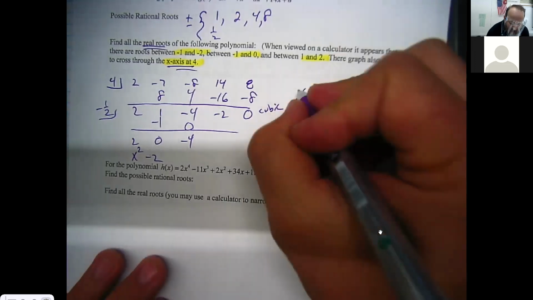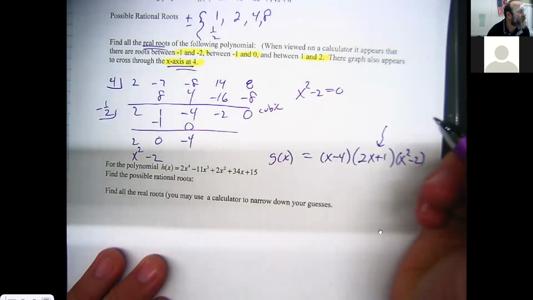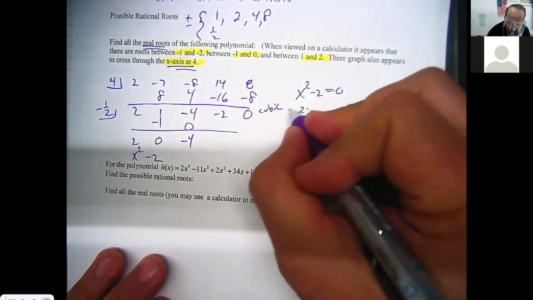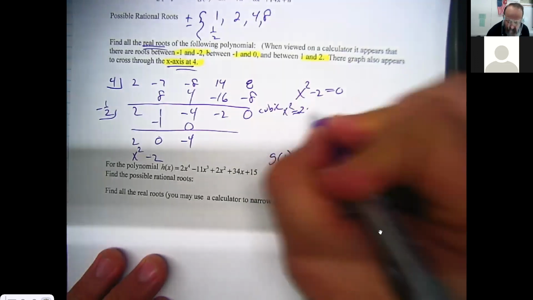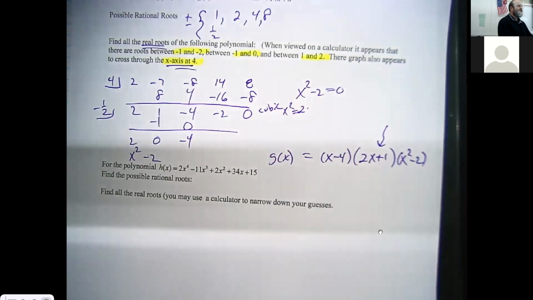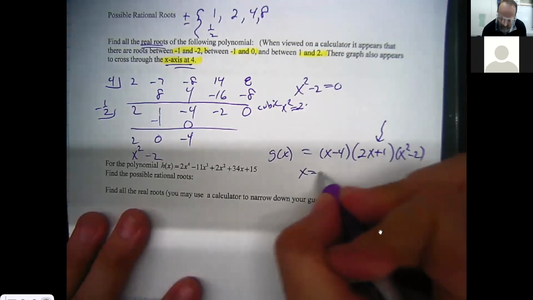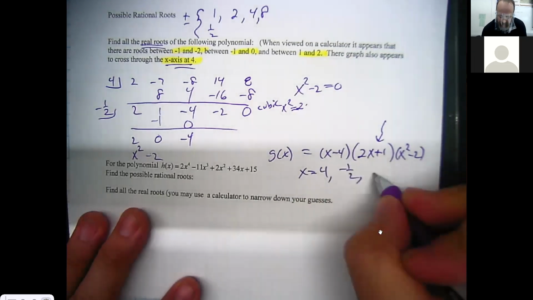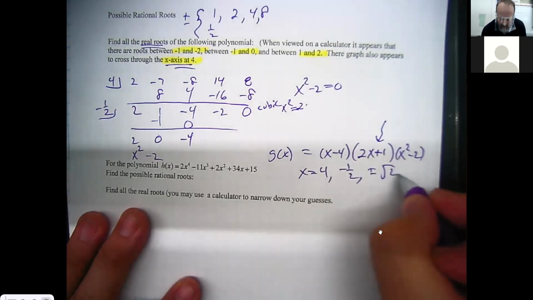So if you're asking where would this be 0, couldn't I move the 2 to the other side and say x squared is 2? So what would x be? Plus or minus square root of 2. So my 4 answers were 4, -1/2, and plus or minus root 2.